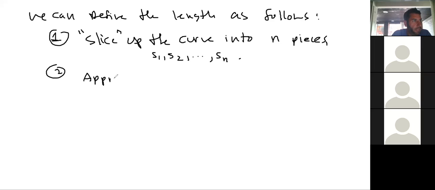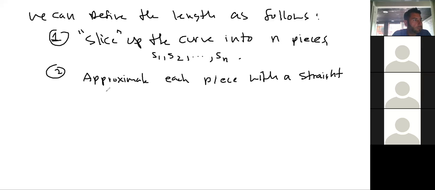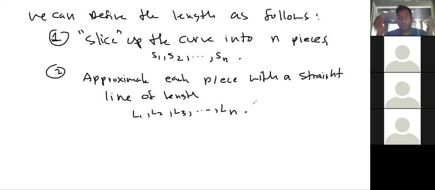And then we will approximate each piece with a straight line of length L sub 1, L sub 2, L sub 3, L sub n. That's not hard to do. That's actually easy to do. You guys know how to find the length of a straight line. You guys learned it as the distance formula, but it's really just the Pythagorean theorem.